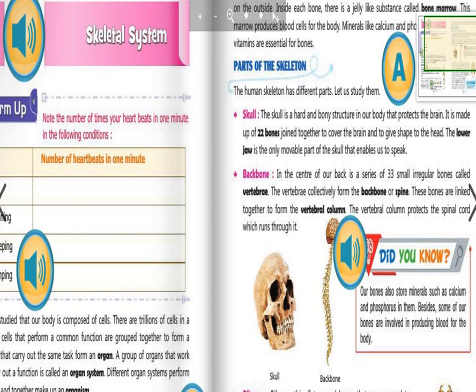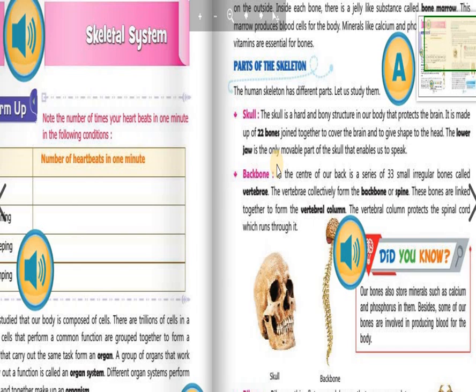The skull is a hard and bony structure in our body that protects the brain. It is made up of 22 bones joined together to cover the brain and to give shape to the head. The lower jaw is the only movable part of the skull that enables us to speak.